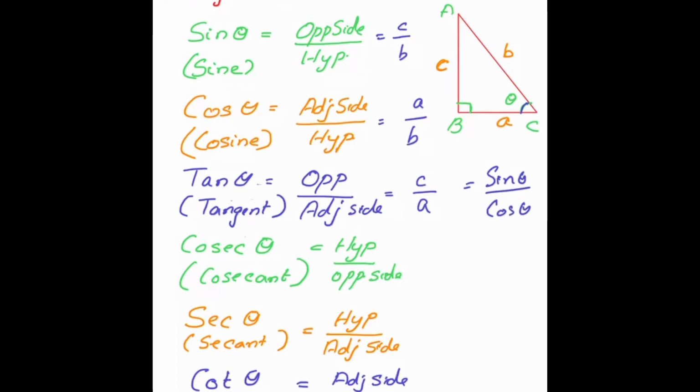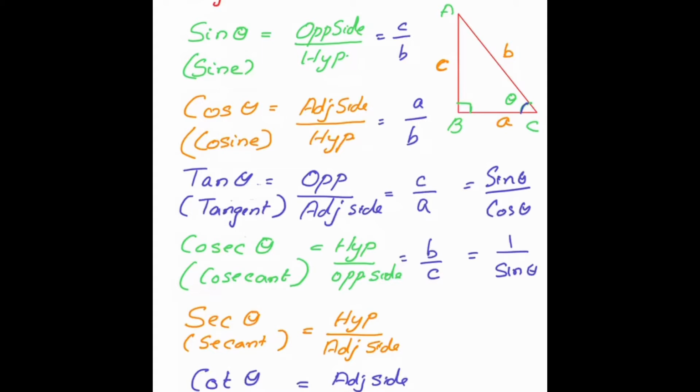Now cosecant theta is the reciprocal of sin theta. Sin theta is opposite side by hypotenuse. Here it is hypotenuse by opposite side, so it is B by C. So cosecant theta is the reciprocal of sin theta.